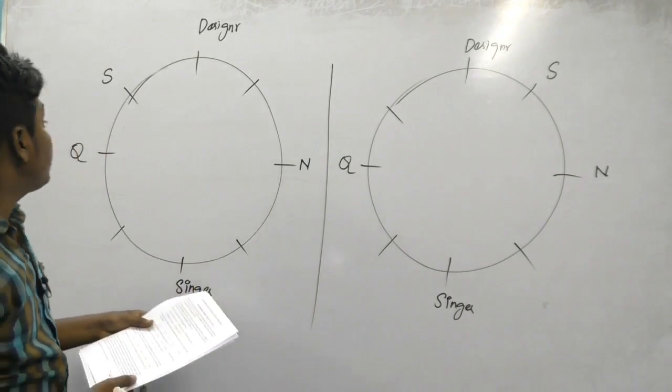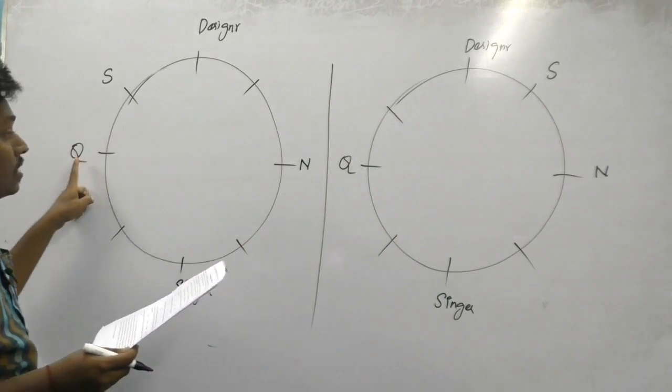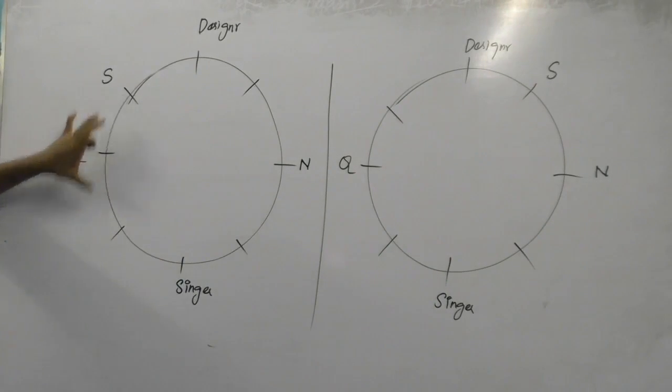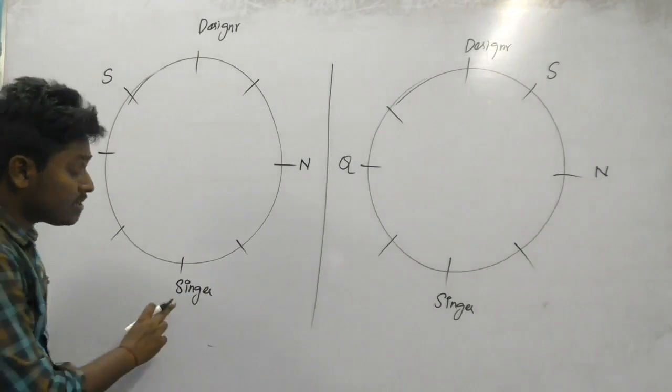P is neither an immediate neighbor of N nor Q. Where is N here? So N is here and Q is here, right? So P is not an immediate neighbor of N nor Q. So P should not come here, P should not come here, and similarly P should not come here, P should not come here, and they have said that P is not a singer.